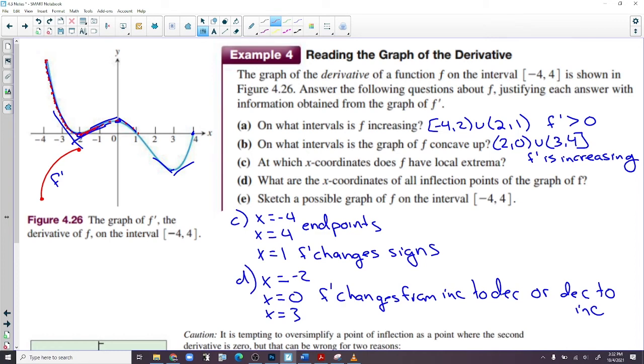so concave up to 0, and then still increases from 0 to 1, but now concave down. Now the function decreases at 1, concave down, till we get to 3, and then still decreases, but the slopes are positive, so now concave up, like that. So the graph could look something like that. That's a possible graph.